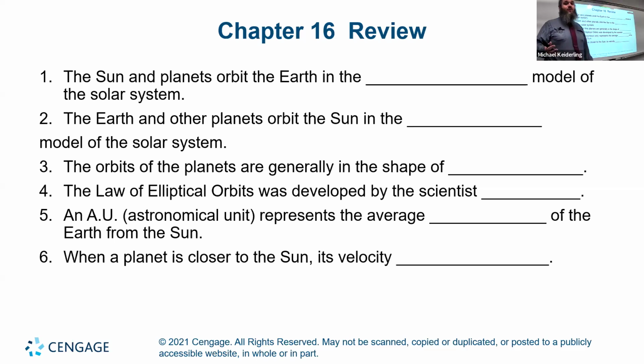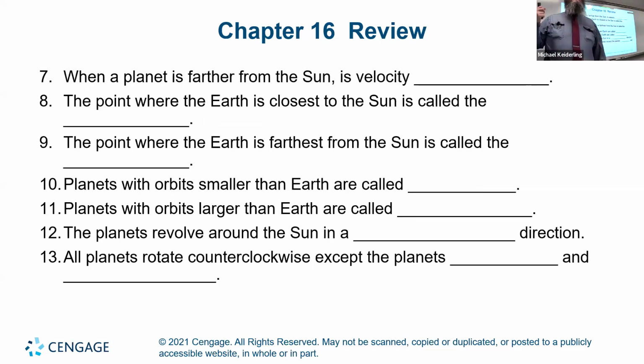The law of elliptical orbits was developed by the scientist Johannes Kepler. He developed Kepler's 3 laws, which describe the orbits of the planets. An astronomical unit represents the average distance of the Earth from the sun. And it's the tool we use to measure distances within the solar system generally. And when a planet is closer to the sun, its velocity is faster. When it's further from the sun, its velocity is slower.